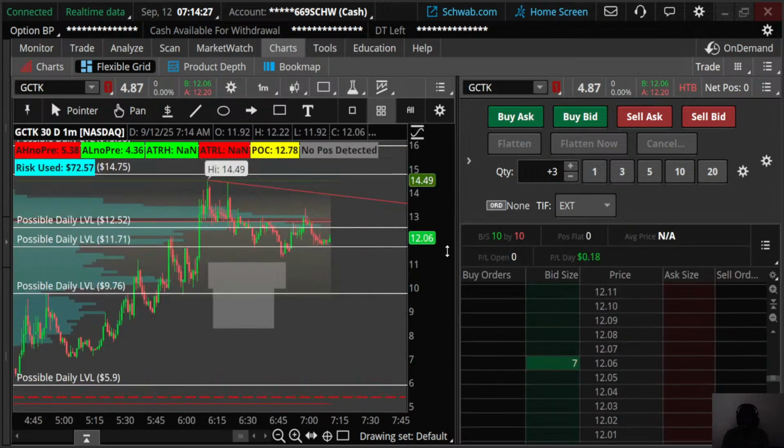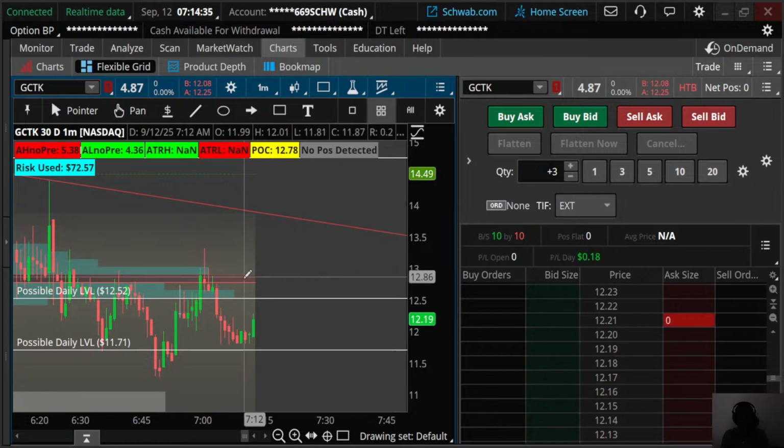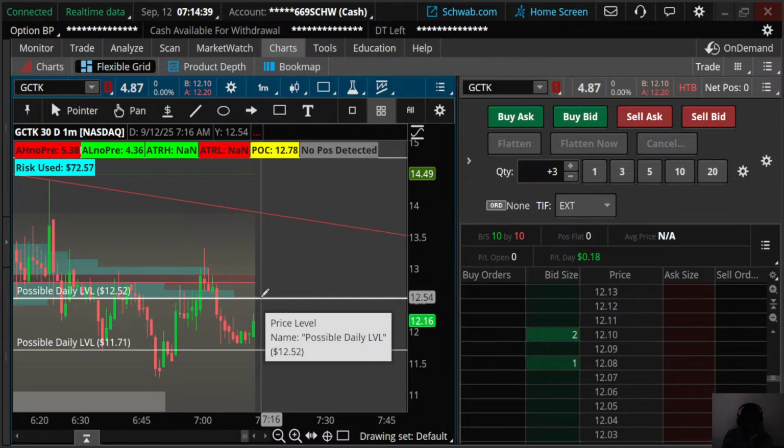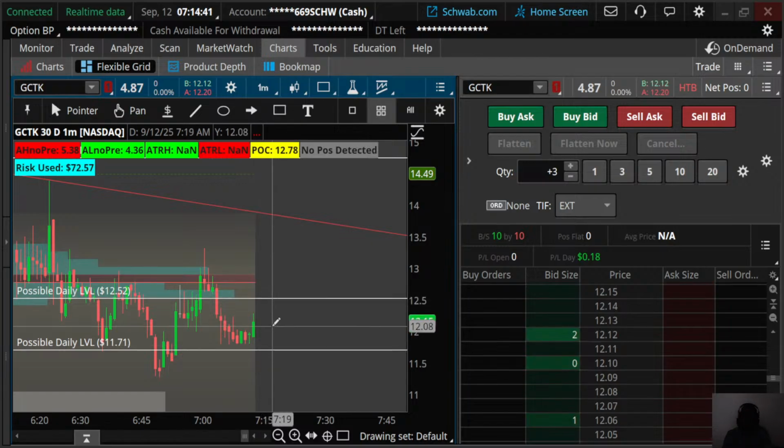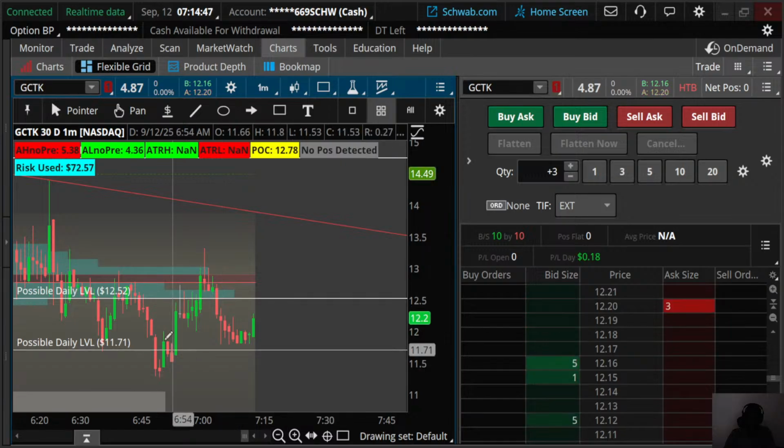Look at GCTK. Did you want to play again, buddy? Did you want to get back up here to this level of the 1254s and hold it like a real stock? Maybe not.